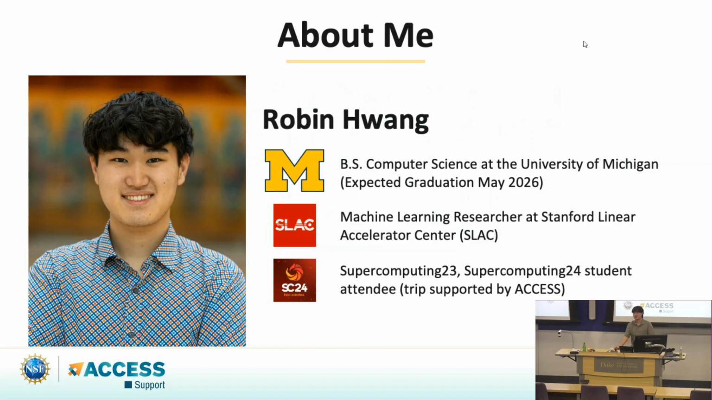So just a quick run through about me. If you haven't been here for our morning workshops, I'm Robin. I'm currently working on my undergraduate degree at the University of Michigan in Ann Arbor. I interned as a machine learning researcher at the Stanford Linear Accelerator Center in Menlo Park, California. I did that for 2 summers, and then I was an attendee sponsored by Access for Supercomputing 23 and Supercomputing 24. And I bring up Access because we use a lot of Access's resources, and they provide a lot of good tools to get us started, even with today's workshop.